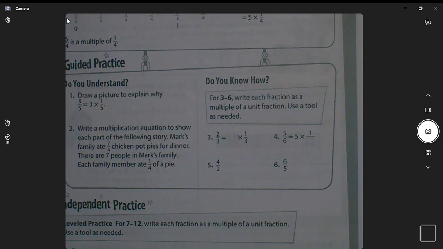Today we're going to learn about multiplying fractions, and we're going to start with learning how to multiply by a unit fraction. A unit fraction is a fraction that has 1 in the numerator. So let's dive right in. Let's look at number 3.